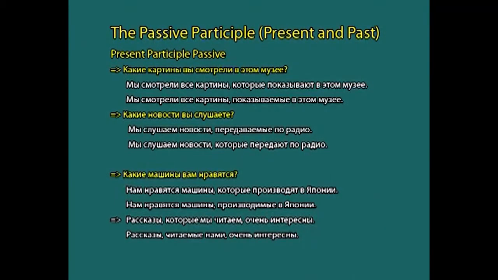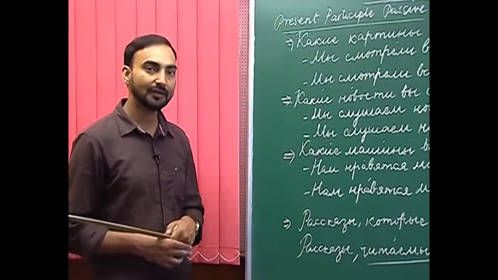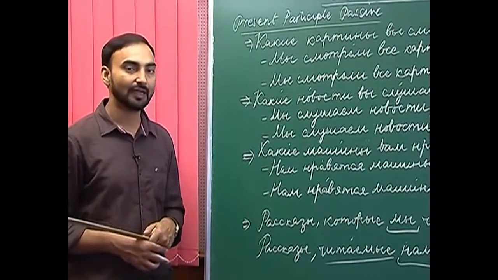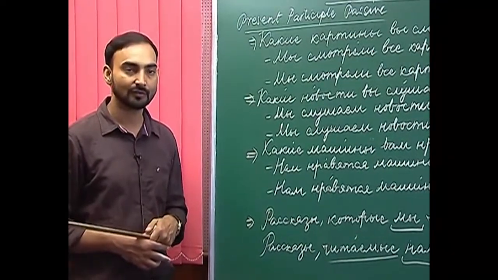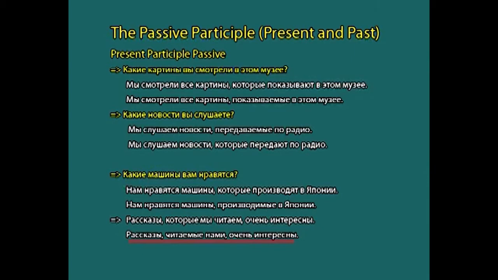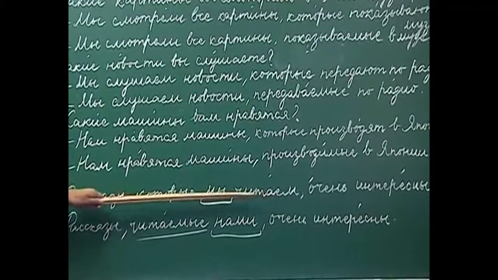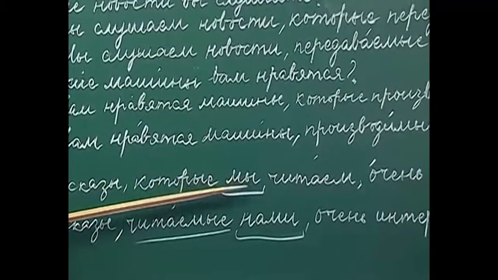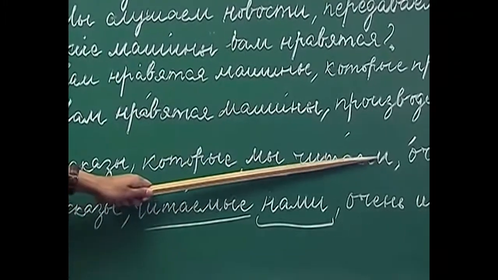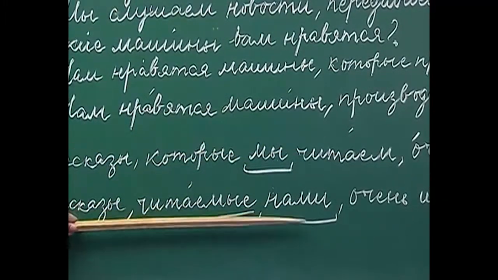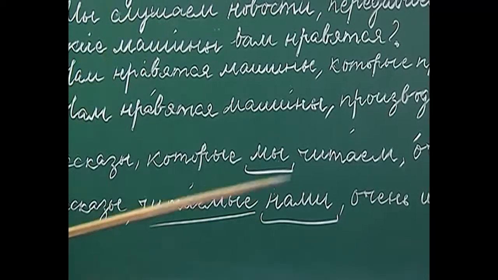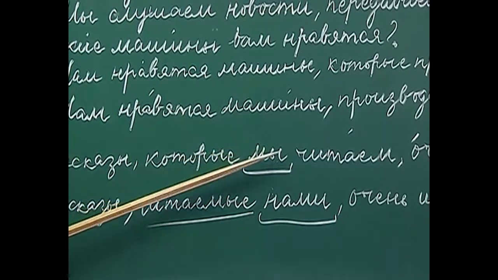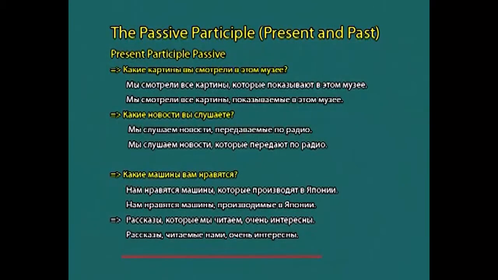Now, another important point while discussing the passive participle is, whenever we denote the performer of an action, it has to be in the instrumental case. For example, рассказы, которые мы читаем, очень интересны. As you can see, in the subordinate clause, которые мы читаем, мы is the performer of the action, which is читать. If you change it into present participle passive, then you have to change the performer of the action into the instrumental case. Рассказы, читаемые нами, очень интересны.